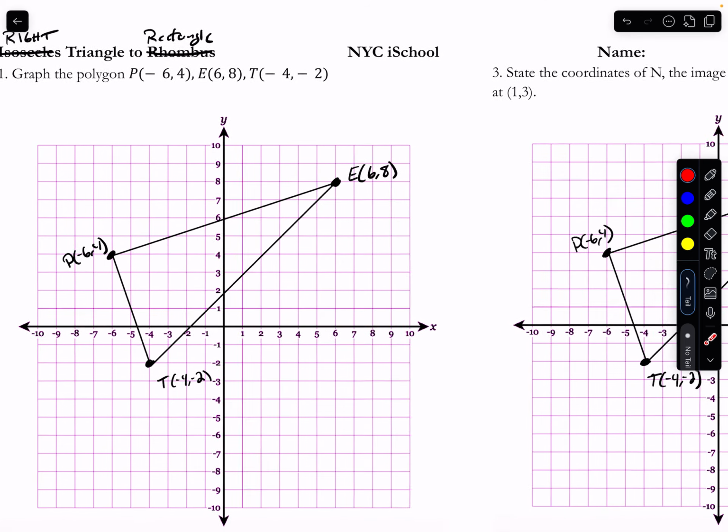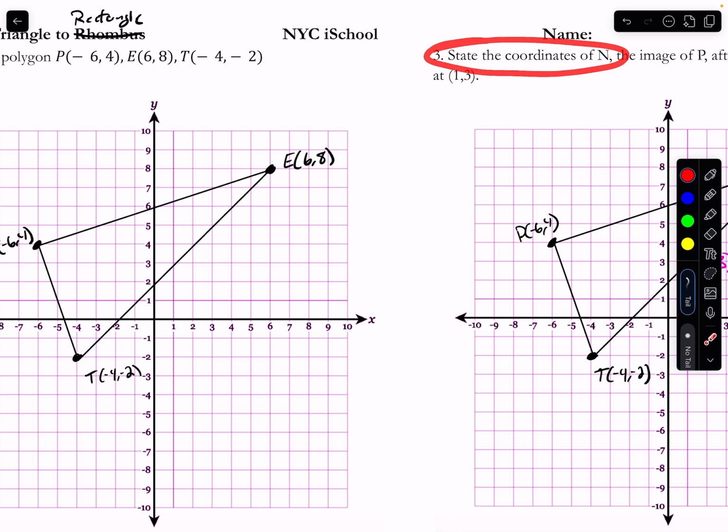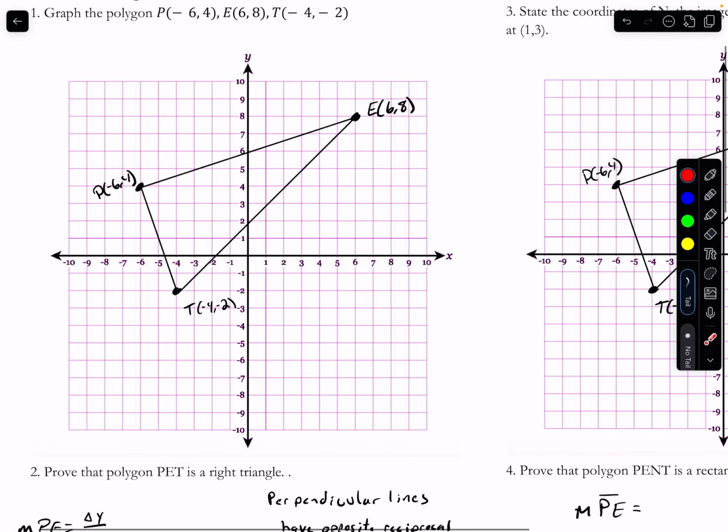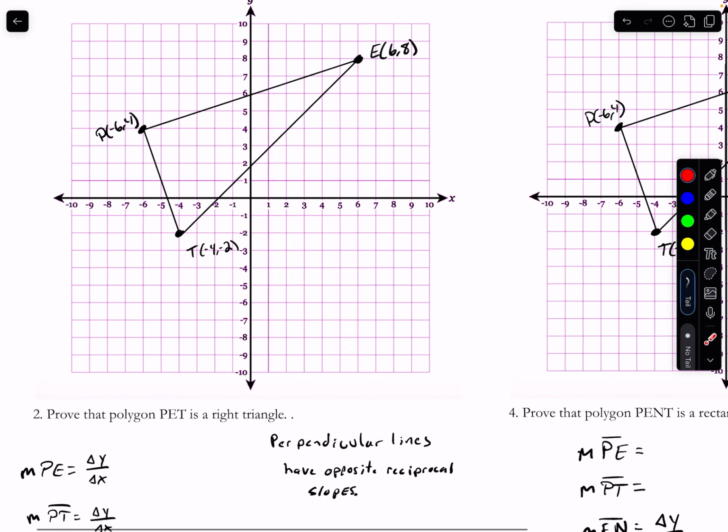As you can see here in the Regents, it'll say state the coordinates of N. So we want to make sure that we actually state the coordinates as well. So it's important to get in the habit of graphing with our letters and also our coordinates just to play it safe. Okay, so we've got our polygon, PET. We want to prove that our polygon is a right triangle.